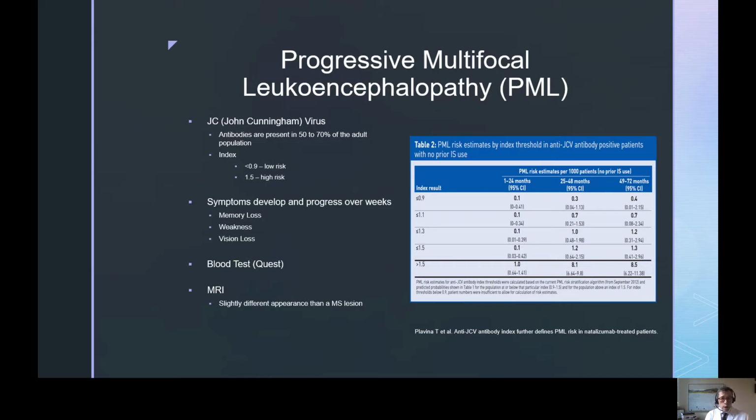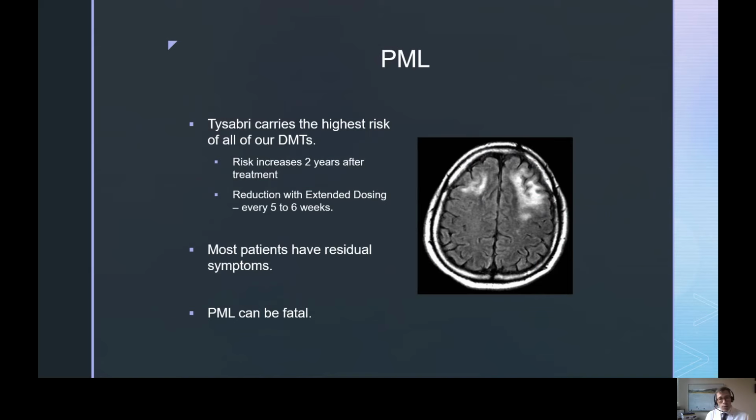MRI can also help distinguish if someone has PML, and we also will do a spinal fluid examination where we can check for the JC virus within the spinal fluid. So on the right is an MRI identifying a patient that has PML, and what you're seeing is the cerebrum, or the main part of the brain, and the white area is where there's inflammation and infection due to the JC virus. So this looks much different than multiple sclerosis.